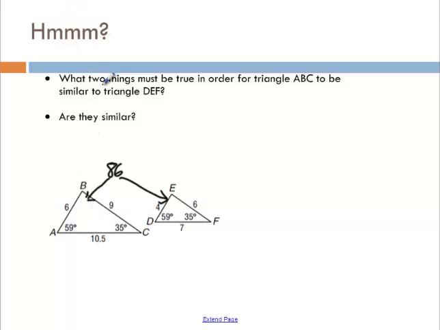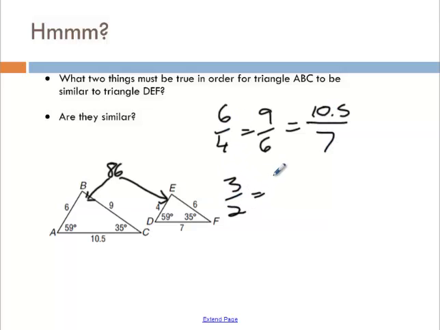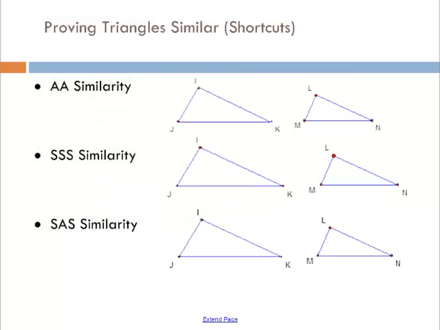So both of them are 86, so all three angles are congruent, and the sides have to be proportional. So 6 over 4 has to be the same as 9 over 6, which has to be the same as 10.5 over 7. In fact, they are all 3 over 2. And so they are all proportional, which means those triangles are similar. So we need all the sides to be proportional and all the angles to be congruent.